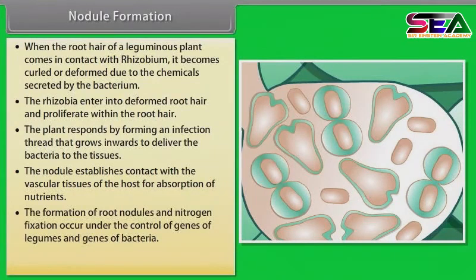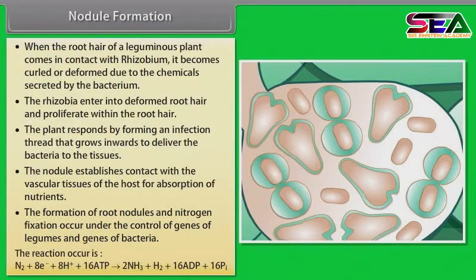The formation of root nodules and nitrogen fixation occurs under the control of genes of legumes and genes of bacteria. The reaction that occurs is nitrogen plus 8 electrons, 8 hydrogen ions plus 16 ATP gives 2NH3 plus hydrogen plus 16 ADP plus 16 Pi.